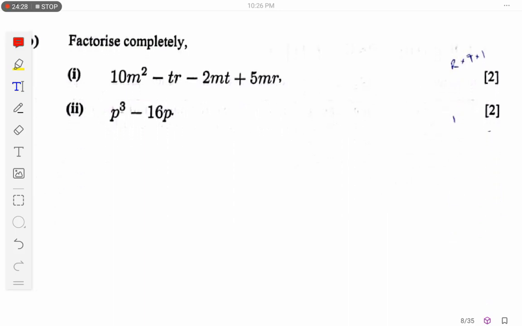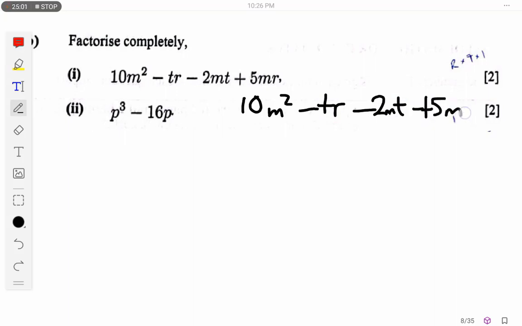Now they are saying factorize completely. If we want to factorize this one, it is difficult for us to do this because here I've got m and tr, and in this part I've got m, t, m, r. It is difficult, but I have a common factor. So I can rewrite this and say, okay, fine. I will have it as 10m squared minus tr minus 2mt, then plus 5mr, like that. Sorry, I rewrote it the same way. Let me rewrite it properly.